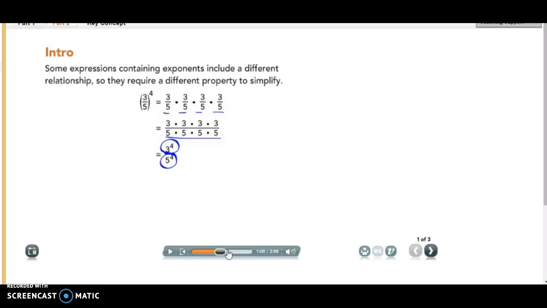So once we have it here, we can go ahead and simplify it, since we have both numbers. If we were to have a number and a letter, we would not be able to simplify it.